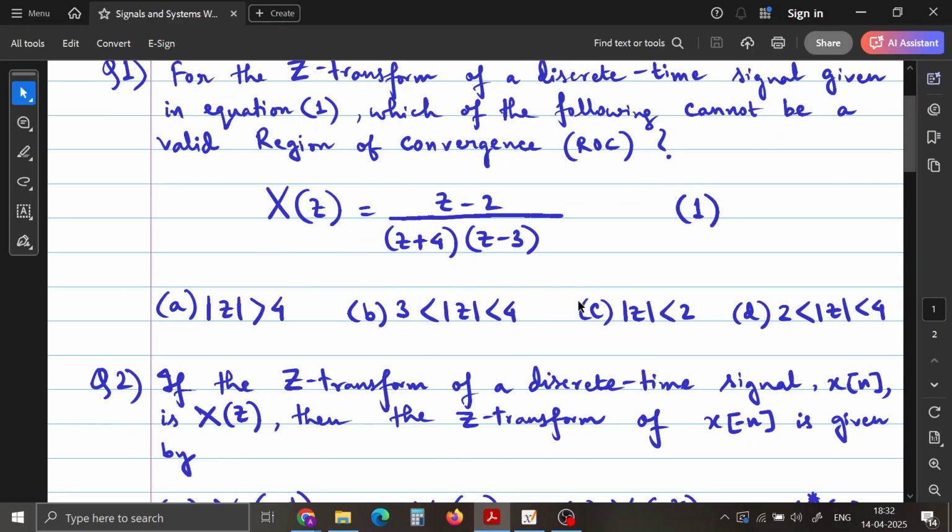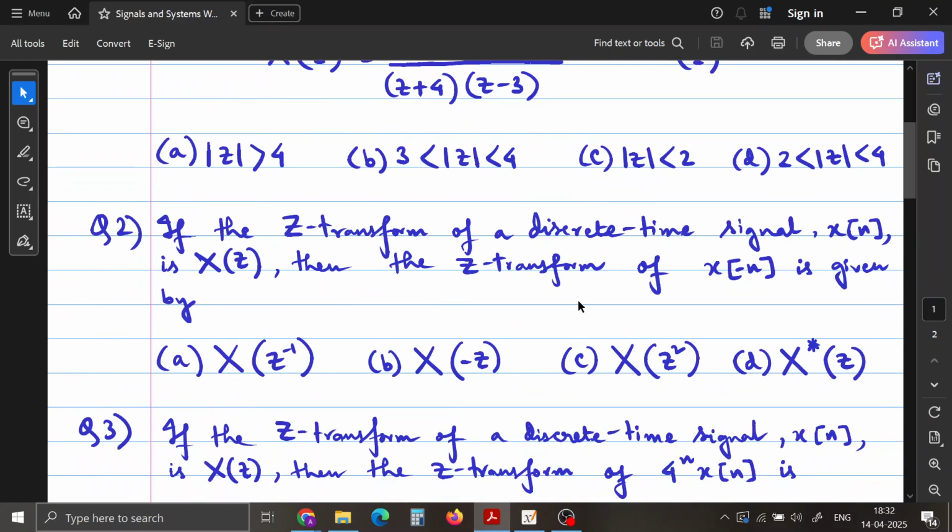Okay, now let's move to the next one. Okay, in question 2 we have, it says that if the z transform of a discrete time signal x of n is capital X of z, then the z transform of x of minus n is given by which of the following options? Okay.